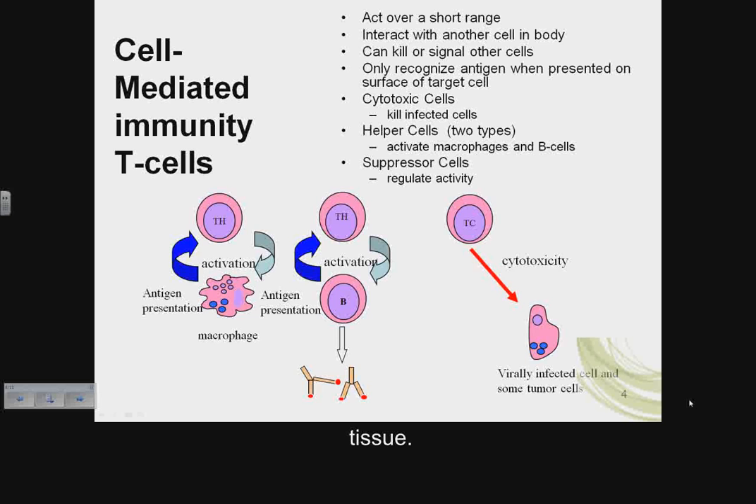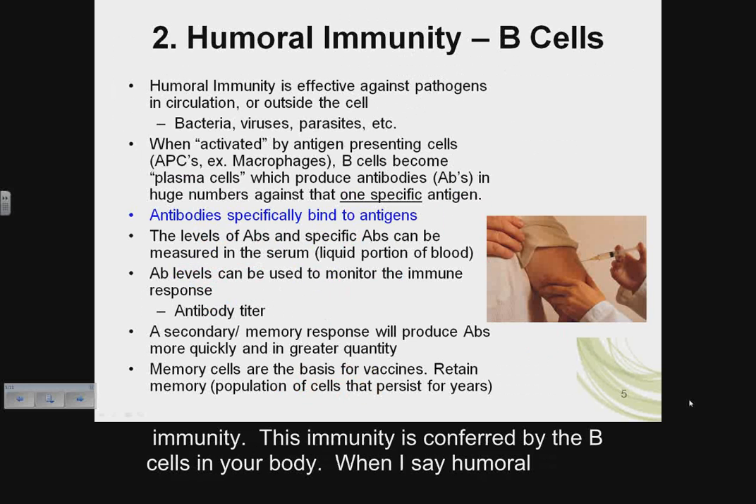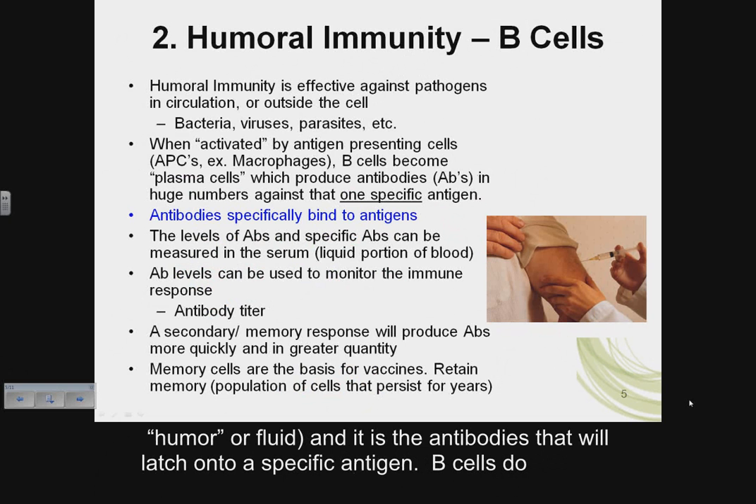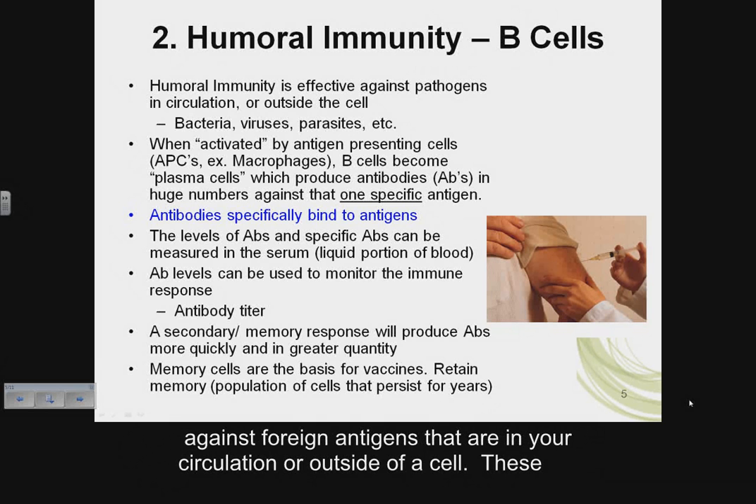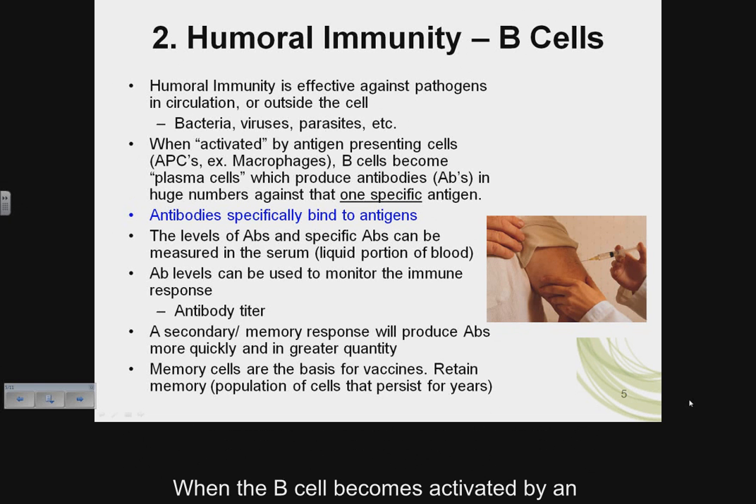Now it's time to talk about the other branch of acquired immunity, and that is humoral immunity. This immunity is conferred by the B cells in your body. When I say humoral immunity, it is because the B cells generate antibodies that stay in the blood. Blood is a humor, or fluid, and it is the antibodies that will latch onto a specific antigen. B cells do not engage in cell-to-cell combat like the T cells. B cells provide protection against foreign antigens that are in your circulation or outside of a cell. These antigens may arise from bacteria, viruses, or parasites, just to name a few.